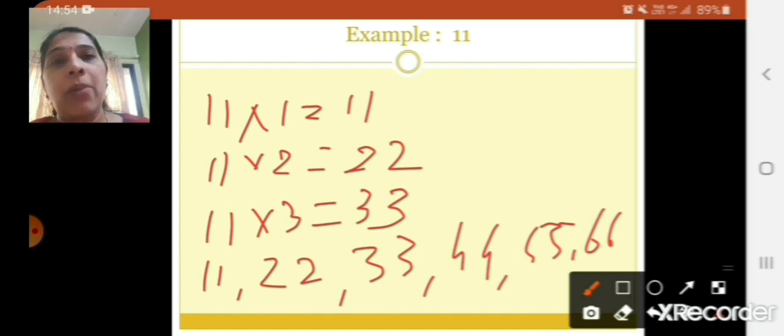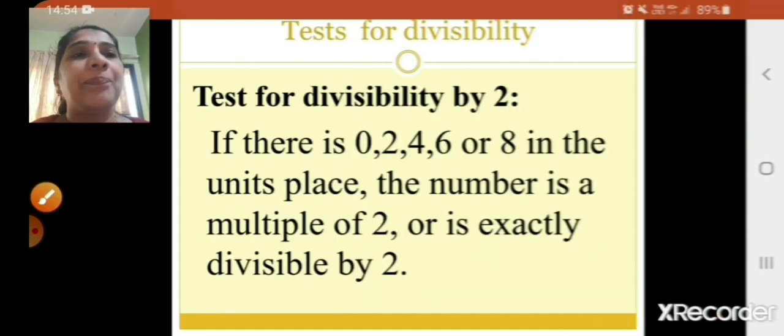In the same way, multiples of 9 are 9, 9 twos are 18, then 27, 9 fours are 36. So like this, the tables are called multiples. I hope students you have understood exactly what multiples are, right? So let's move to the next part.